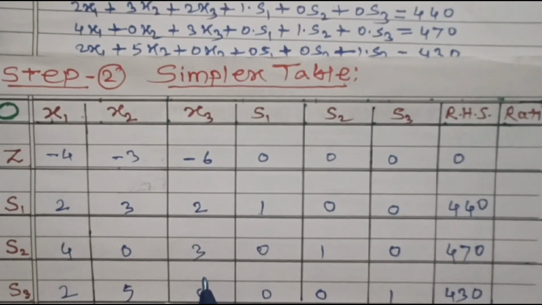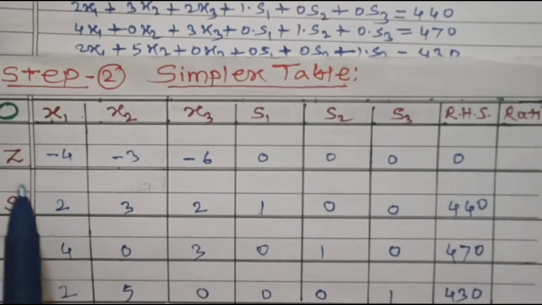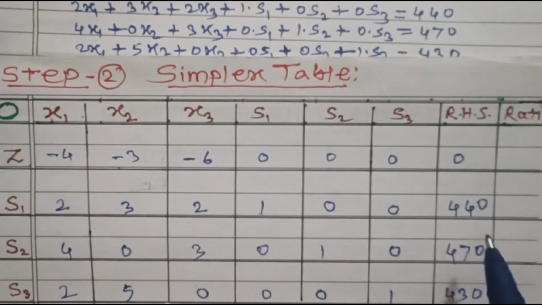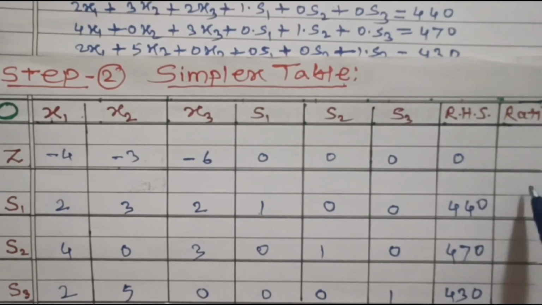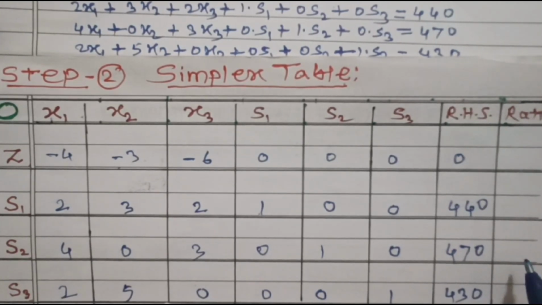So in the case of a simplex table, first we have to find the key column by using the most negative number from the z row, and then we have to divide each number appearing in the right hand side column by the key column element. Here 440 we divide by 2, 470 we divide by 3, and 430 divided by 0. Whatever the calculated values are, you put in the ratio column, and then from the ratio column you find the least positive number, meaning the smallest positive number, and if it lies in the ith row, then that ith row will be the key row of that table.